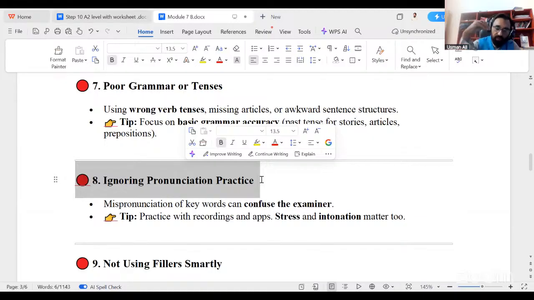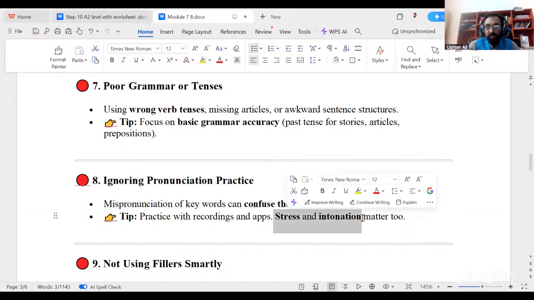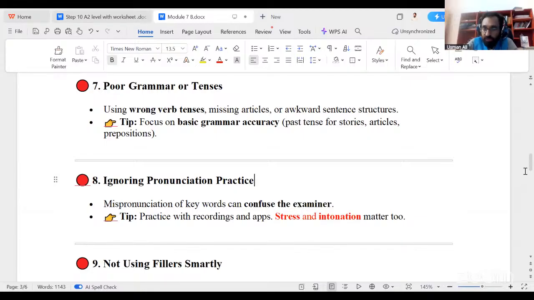So your words must be clear, right? Mispronunciation of keywords can confuse the examiner. What you have to do is think about stress and intonation, which matter too much. For that, you can read; I have suggested some books. The easiest way to improve stress and intonation is to listen to native speakers a lot, and you can improve your pronunciation. Right, number nine, not using fillers smartly.